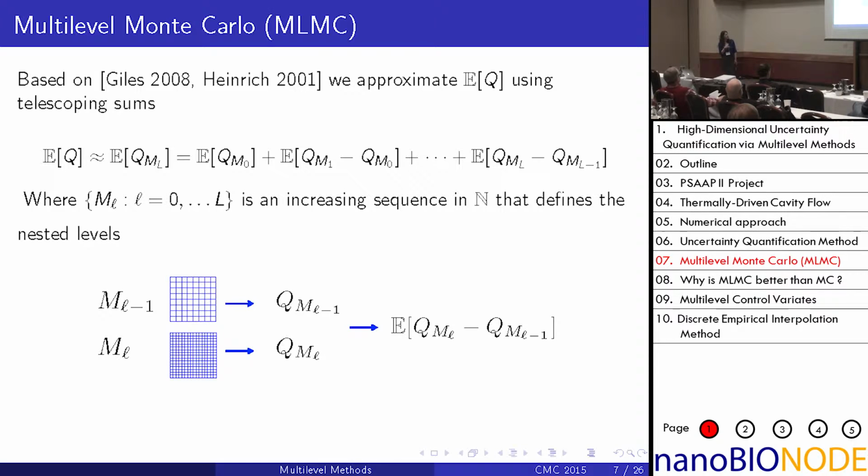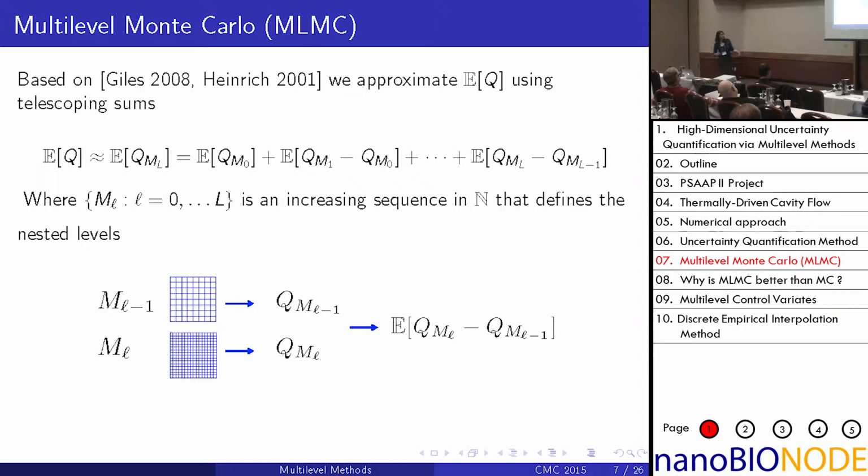All the M sub l's are going to be nested grids. From this image, we can see M sub l minus 1 is perhaps an 8 by 8 grid. From running a simulation on this mesh, we get this quantity, Q sub M sub l minus 1. And then we could run a simulation on our fine grid, which is a 16 by 16, and get Q sub M sub l, and then take the expected value of that difference.